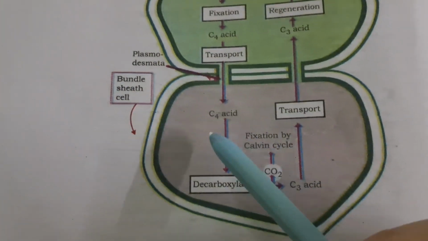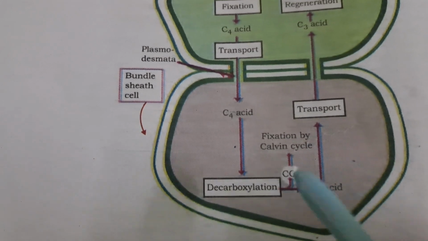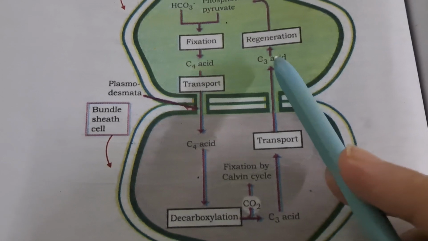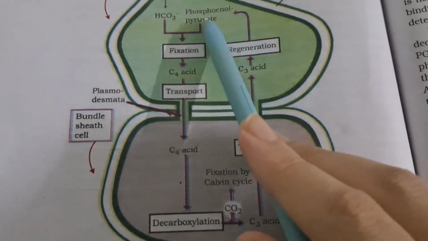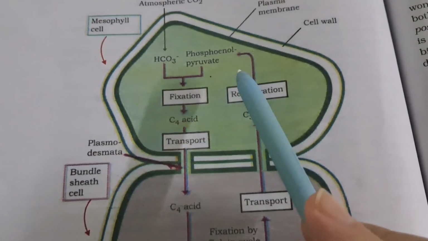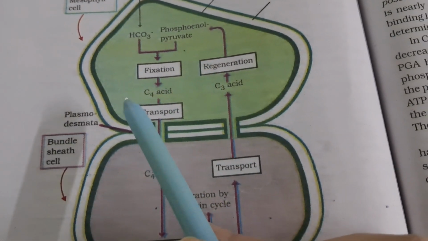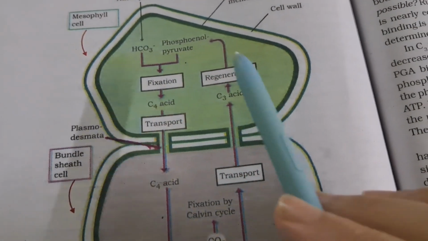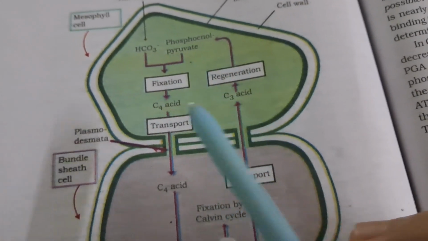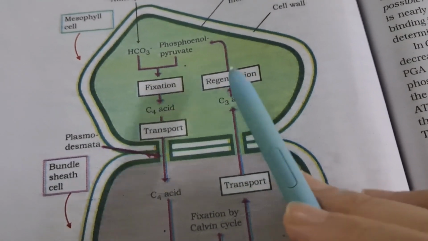So basically here the 4-carbon acid is going to divide into CO2 and a 3-carbon acid. This 3-carbon acid will be transported back to the mesophyll cells, where it will get regenerated as phosphoenol pyruvate, because in the Calvin cycle also previously we have seen that regeneration should take place, or else the cycle won't continue. For the cycle to take place continuously, it's important that regeneration also takes place, and like everywhere, here also the third step is regeneration of the primary carbon acceptor.